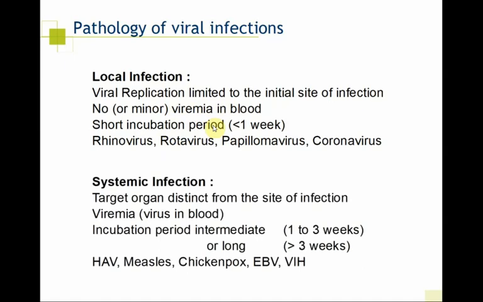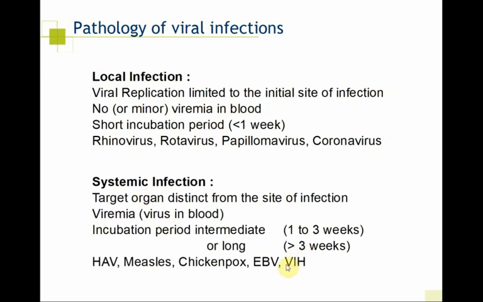Now, you can also have systemic infection. This means that the target organ, the organ where you can detect symptoms, is distant from the initial site of infection. And the virus has got to get from the initial site of infection to the target organ through the blood. So you have viremia, and it takes longer for symptoms to develop. It could be 1 to 3 weeks, or for some viruses even 1 month after infection, and then you develop symptoms a long time afterwards.